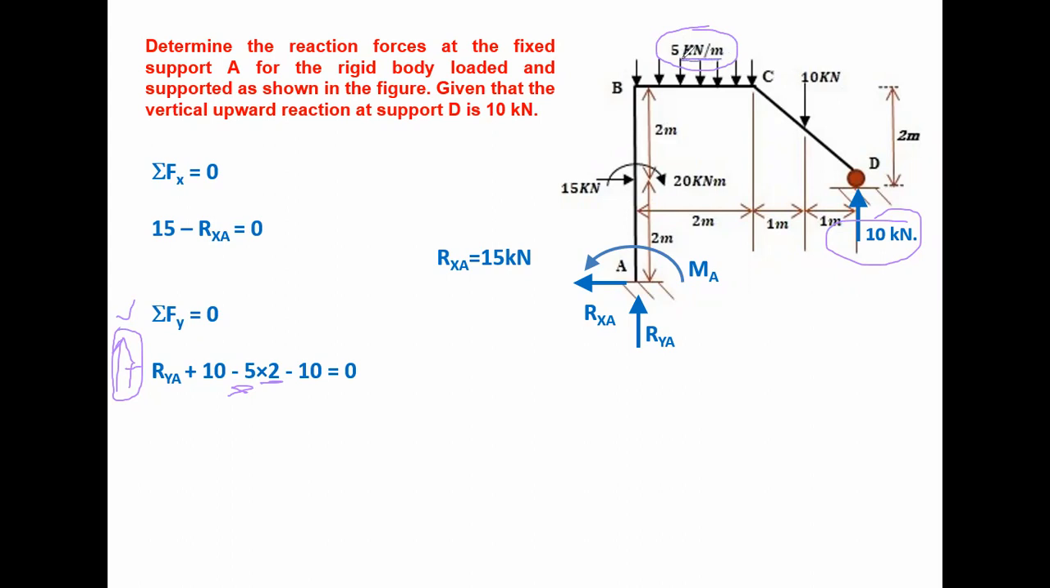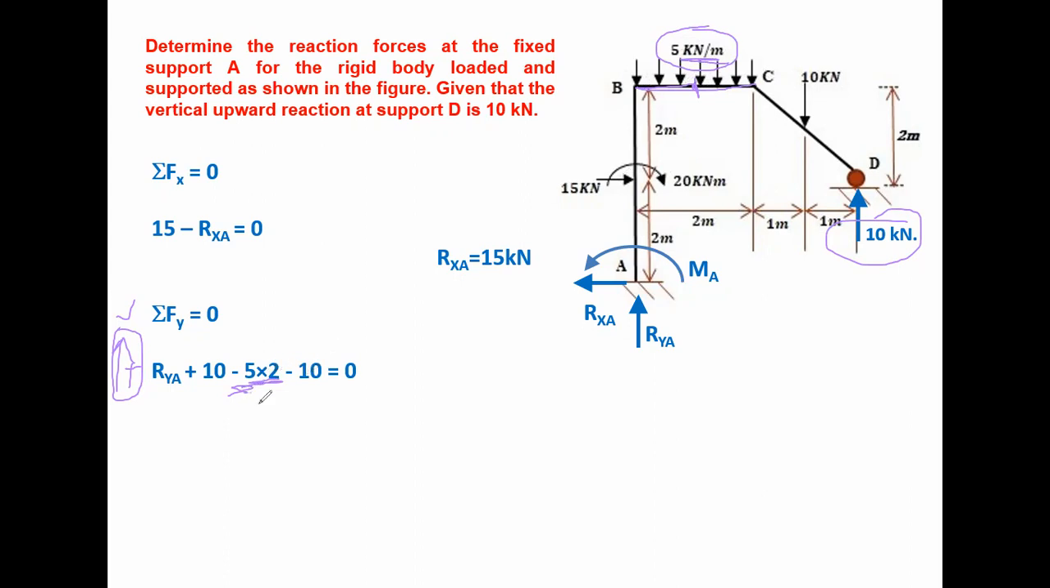This is the unit of this force, kilonewton per meter. That means it is applying 5 kilonewton force in only 1 meter. So this is 1 meter, right? In this span, you are getting 5 kilonewton, but the total span length from B to C is 2 meter. So if intensity is 5 kilonewton per meter, then the overall force acting on this link BC will be 5 into 2. That's why you are getting a downward force of 5 into 2 kilonewton.